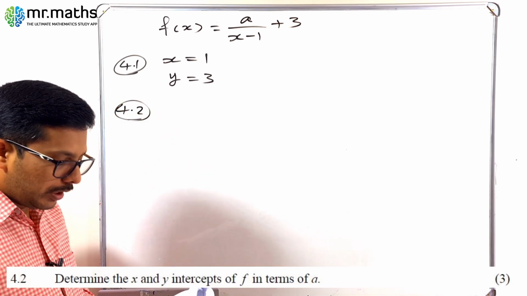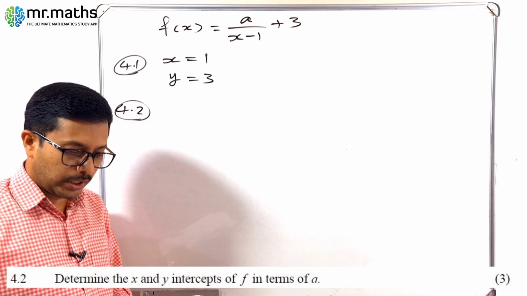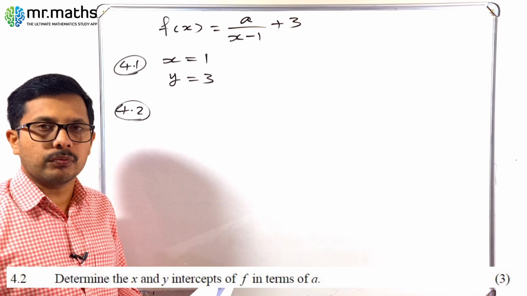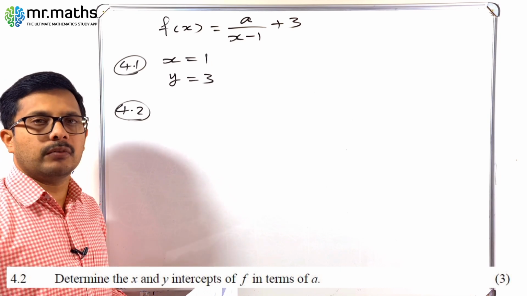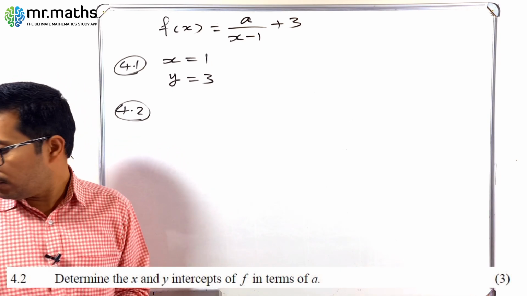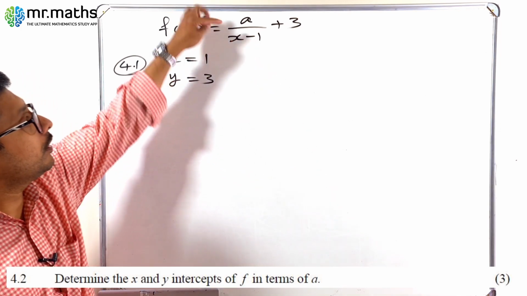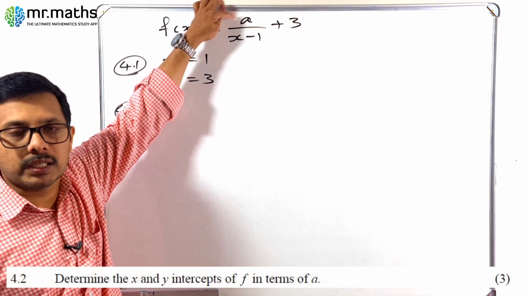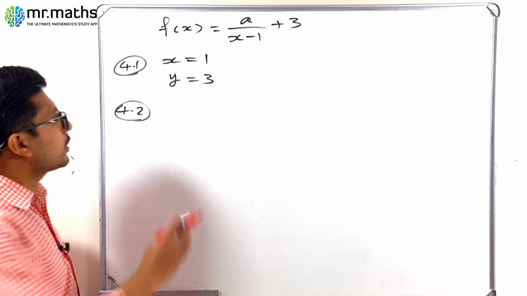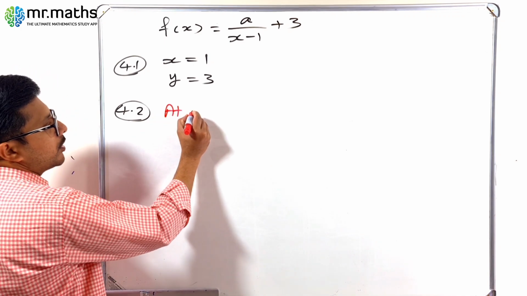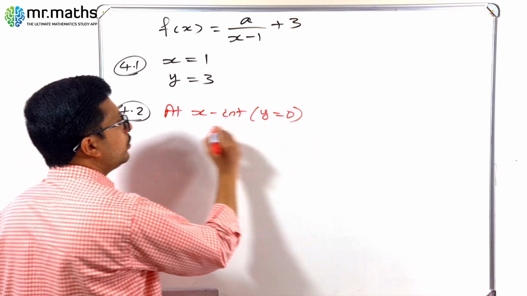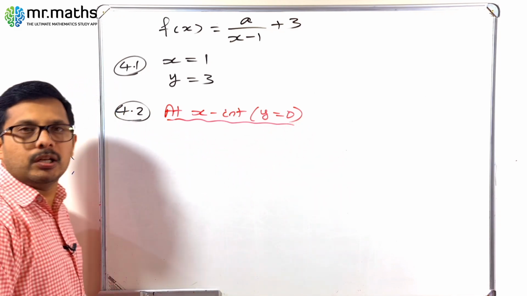Now question number 4.2. What is that question? Determine the x and y intercept of f in terms of a. Underline that word, in terms of a. That means they want the answer in terms of a. Okay, the x intercept and y intercept, because here we don't know what is the value of a. That is why they want the answer in terms of a. So you know, first we can find the x intercept. At x intercept, you know that the y value is equal to 0.